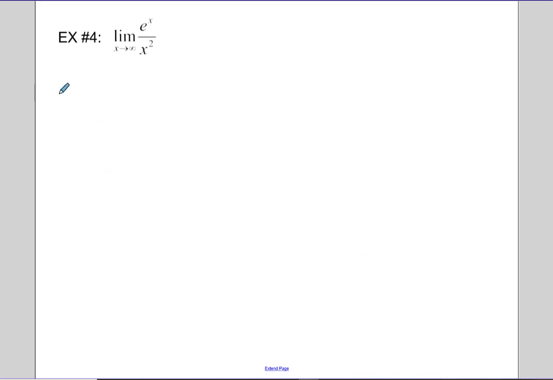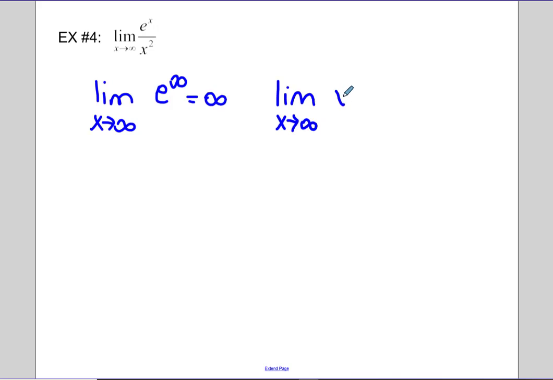And let's take a look at example 4. It may well be case 1. So we have the limit as x approaches infinity of e to the x, that's infinity, and the limit as x approaches infinity of x squared is also infinity. Likewise, this is infinity over infinity, and that's case 1. We can immediately use L'Hopital's rule.